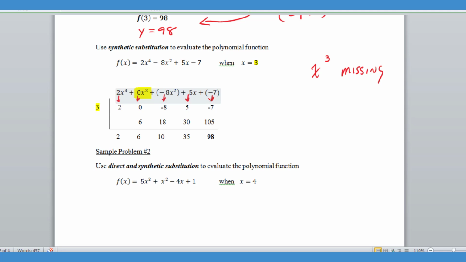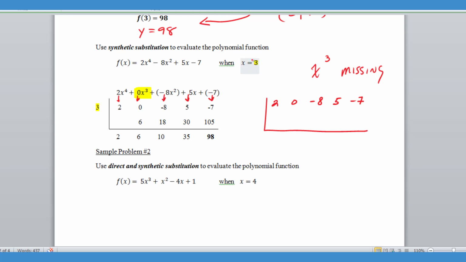Now, let me point out to you that these numbers would not be there, and so I'll work this same exact problem from scratch. And so we have 2, we have 0, we have -8, we have 5, and -7. And so this is what you'd be starting off with.